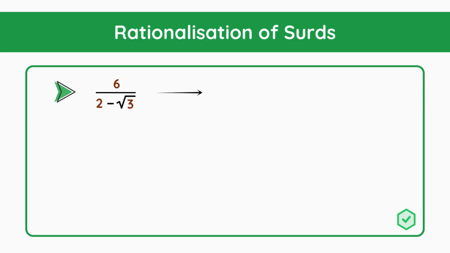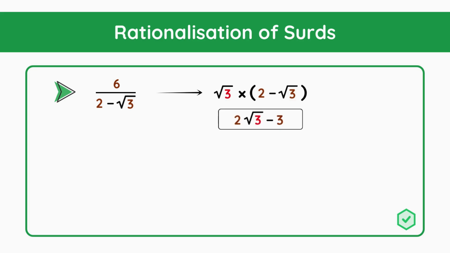If we try to multiply the bottom by square root of 3 as we did before, we have to expand it across both terms. Square root of 3 times 2 minus square root of 3 equals 2 square root of 3 minus 3. Notice that the square root is still there. Multiplying by the root alone does not work when there are two terms on the bottom.